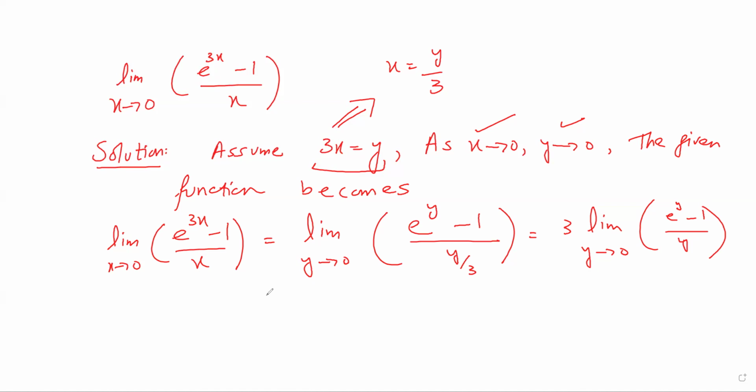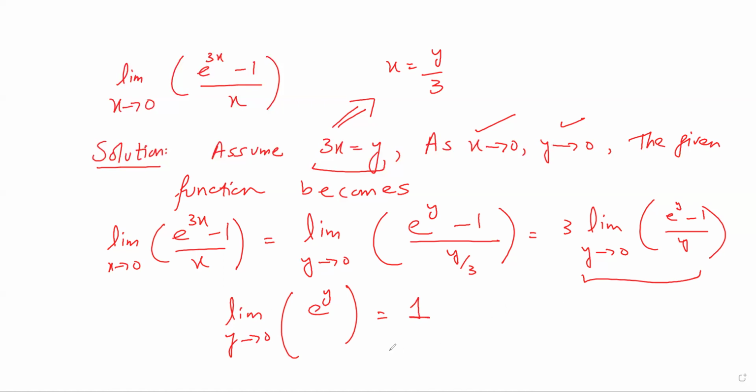Now this limit, e power y minus 1 divided by y. If we solve this limit, let's say we apply the L'Hopital rule. You take the derivative of this function with respect to y. So it's e power y, and here we have 1. So this is now equal to 1.